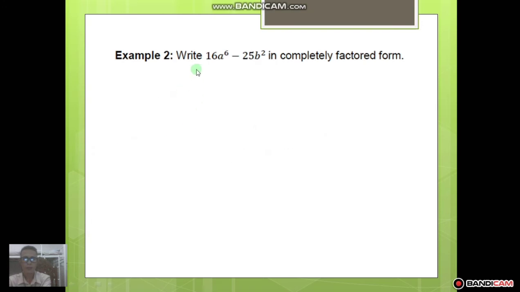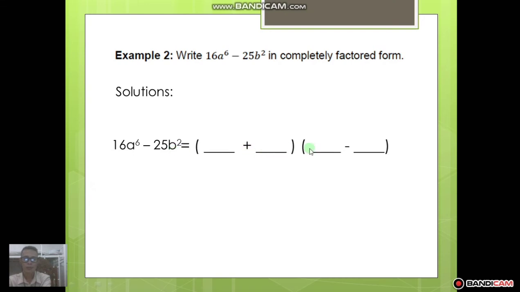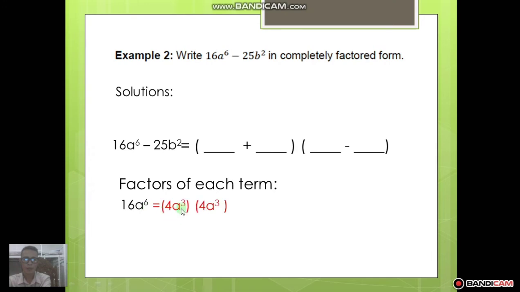Next example. Write 16a raised to 6 minus 25b squared in completely factored form. We will do the same. Solution: this is the expression. Two blank parentheses with opposite operations. Then, factors of each term. The factors of the first term, 16a raised to 6, are 4a cubed multiplied by itself.